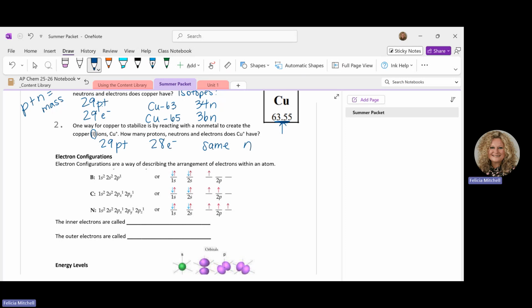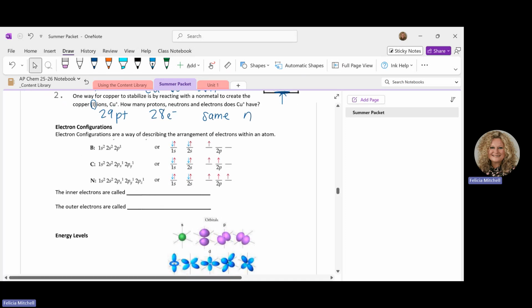Electron configurations are shown here. These are electron configurations of boron, carbon, and nitrogen, and these are what are called electron orbital diagrams. We did these last year. Remember, there's a couple of rules. You cannot have 2 arrows of the same spin. They must be up, down.